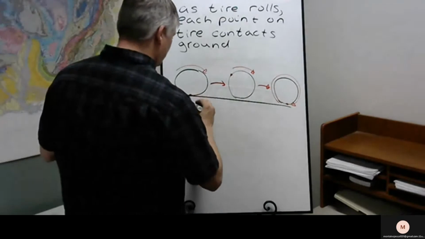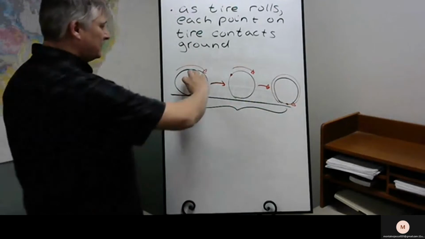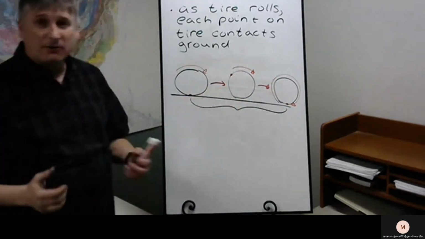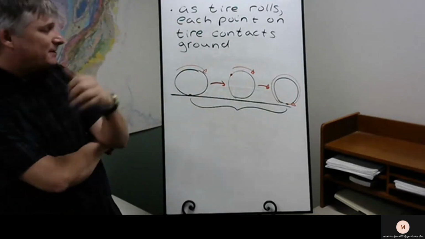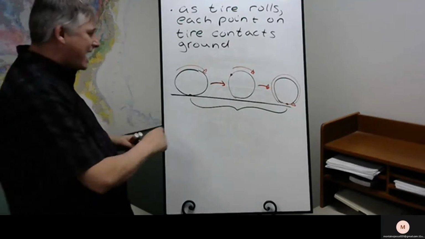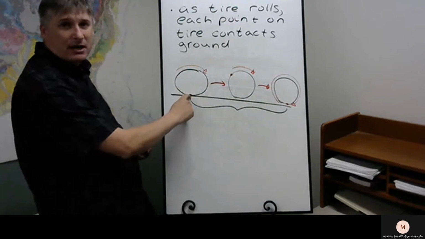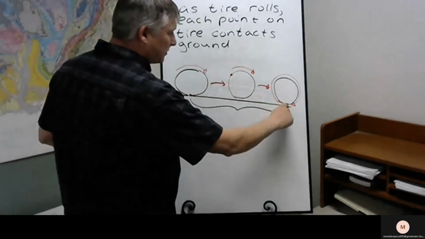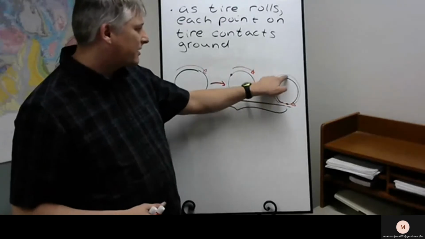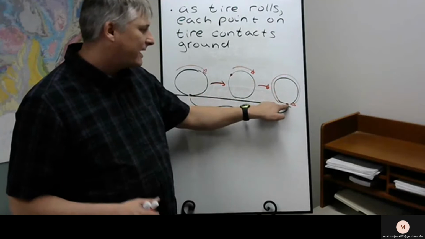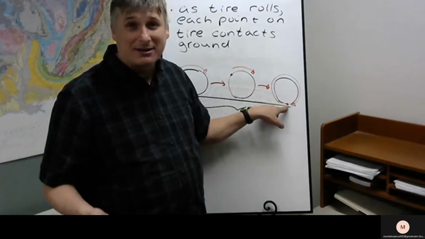So the question is, how far has this tire traveled if it's done one full rotation? How far has it gone? I don't think my picture is going to be very accurate, but as this rolls, each point on the outside of this tire contacts the ground until we get back to our original point. And so that means all the points on the outside of the tire have contacted the ground, and then finally this point contacts it again. It started here, and now it's contacted for a second time.